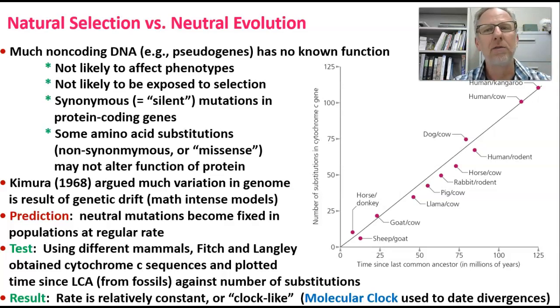Also, in the same realm of neutral sorts of evolution, synonymous or silent mutations in protein coding genes do not have any effect on a protein by definition. They are changing a nitrogenous base, but the same amino acid is used in the protein, so those are going to be neutral. And then finally, some amino acid substitutions are called nonsynonymous, or you might know them as missense mutations. In those, a different amino acid is used in a protein. However, if the amino acid has a similar chemical characteristic, like in its charge, then it may also not alter the function of a protein and may be neutral.